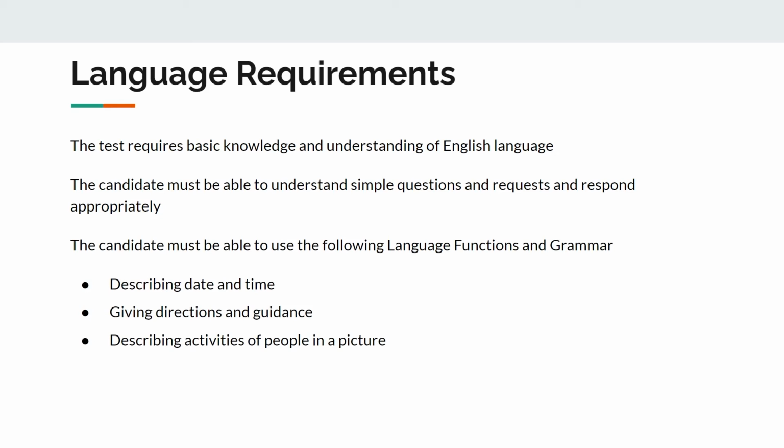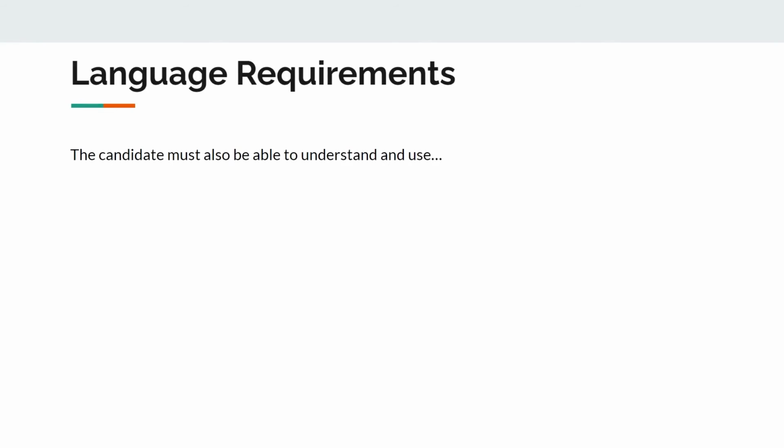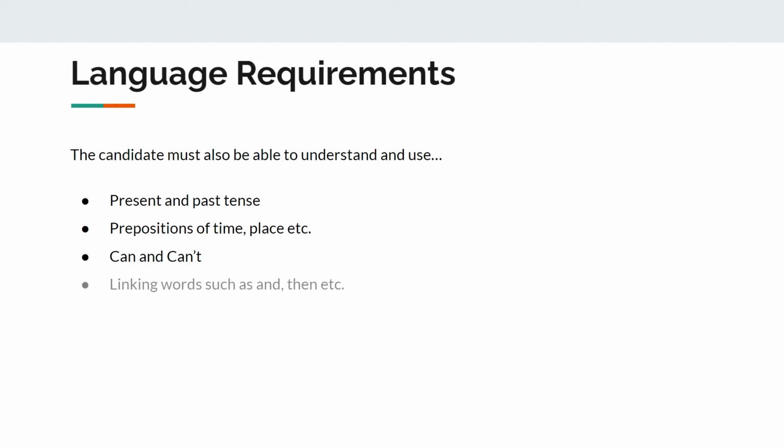I will explain this one in a follow-up video where I'll mention all the questions that can be asked in the A2 test. So make sure to subscribe if you don't want to miss that. And lastly, asking simple questions. The candidate must also be able to understand and use present and past tense, prepositions of time, place, etc., can and can't, and lastly linking words such as and, then, etc.